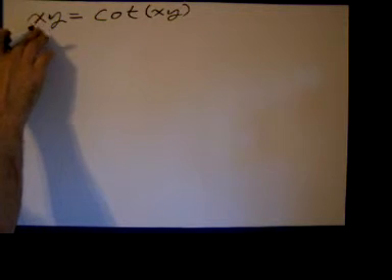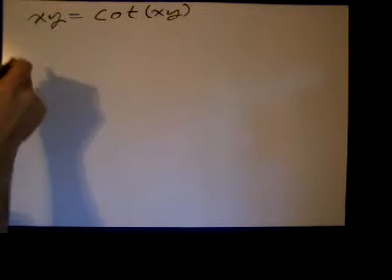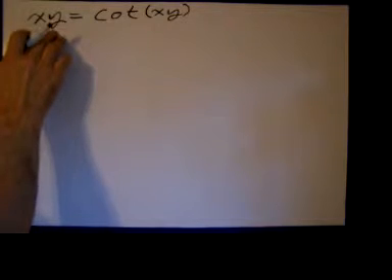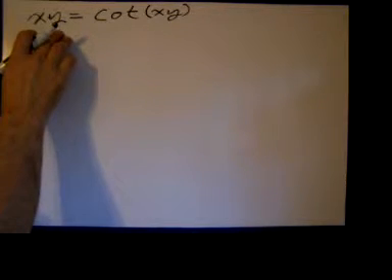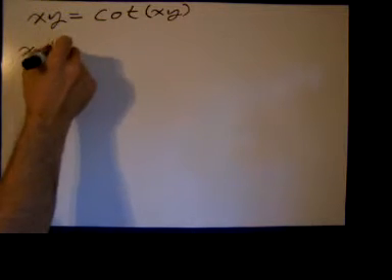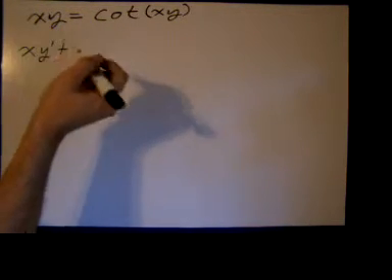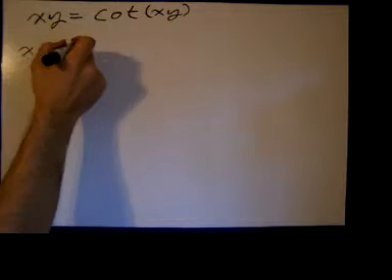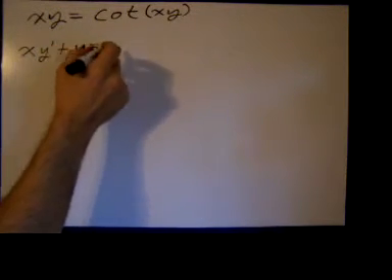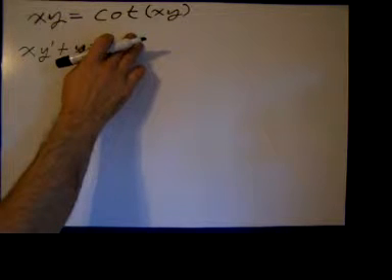So we have x times y, that's a product, so we'll use the product rule. It's the first times the derivative of the second. Well, the derivative of y as a function of x is y prime, plus the derivative of the first function, which is 1, times the second function, which is just y. And then we'll take the derivative of the second function.